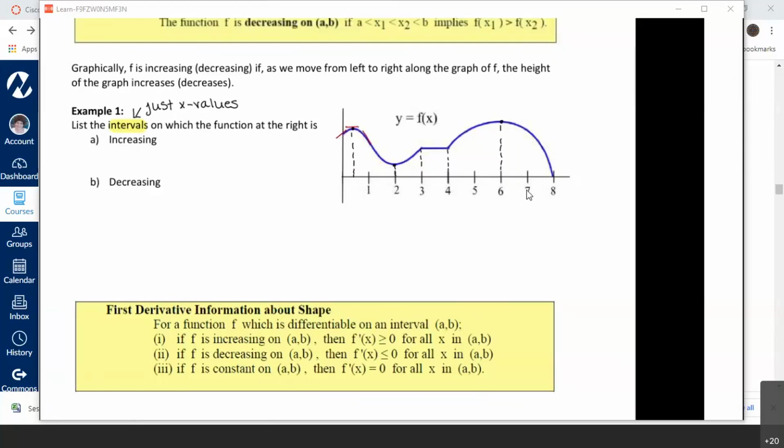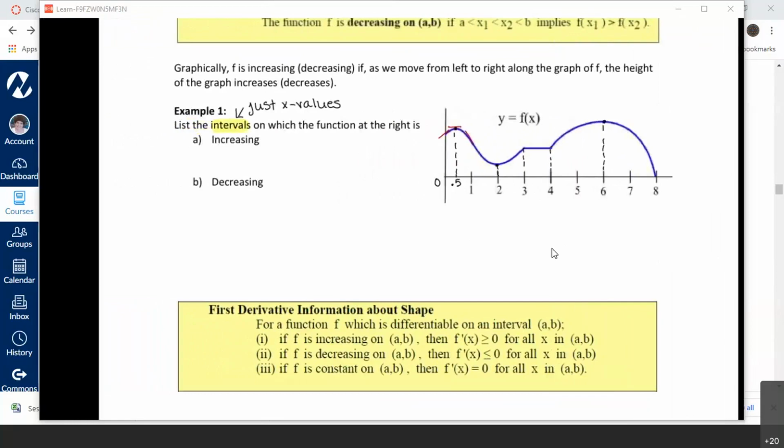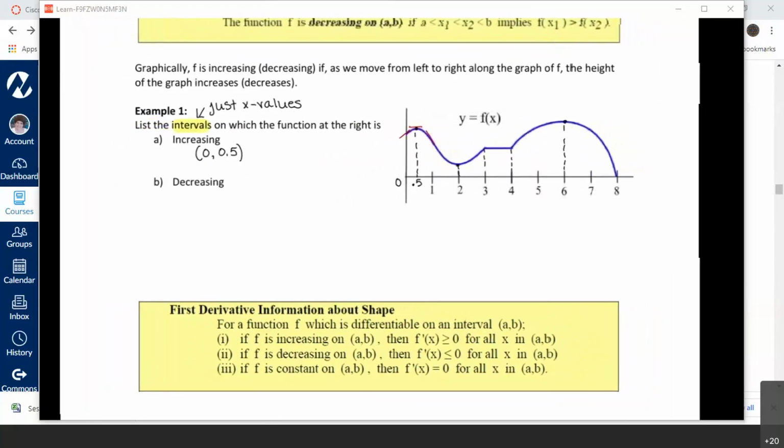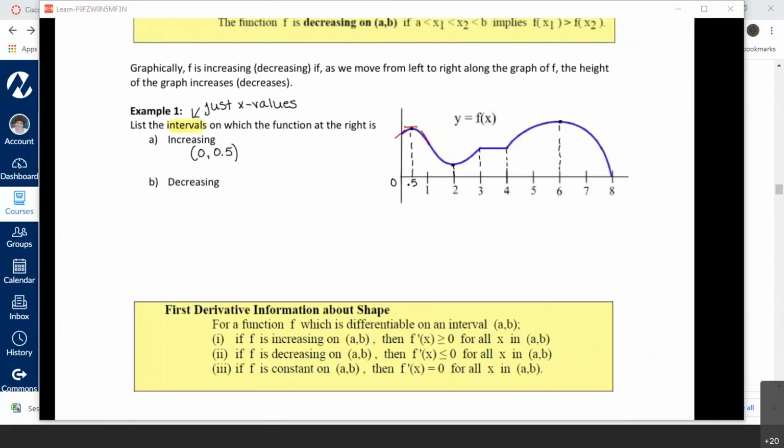So if I look at this graph, I can see the function's increasing from 0. And again, let me put a 0 here. There's no mark over here, so I'll say that's about 0.5. Everything else that's significant looks like it's marked. So the function looks like it's increasing from 0 to 0.5. And again, I'm not including the endpoints because right at 0.5, the function's turning around.